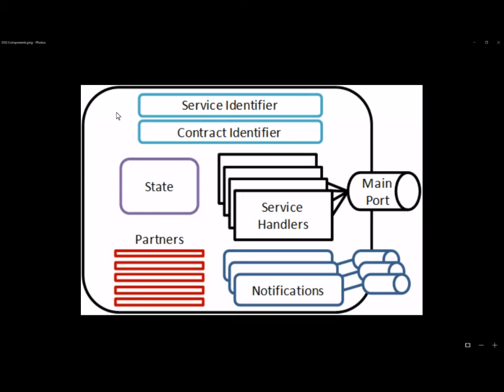So the first component of a DSS service is a service identifier, which is used by the DSS runtime to discover and load a service. A service identifier is a simple but unique URI that is responsible for uniquely identifying a service. The second part is a contract identifier, which is responsible for uniquely identifying a contract exposed by the service. A contract is actually synonymous to the contracts exposed by a WCF service, for those who know about it.